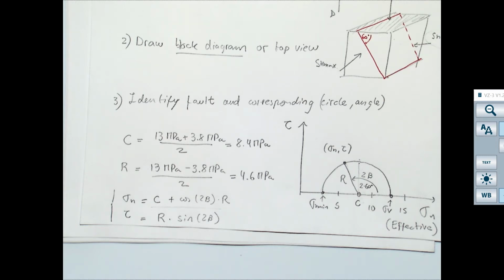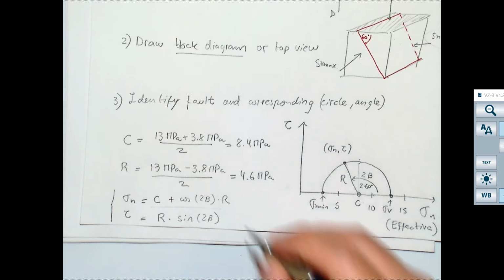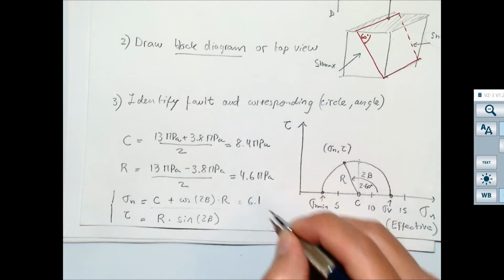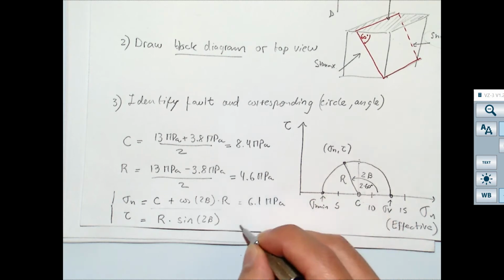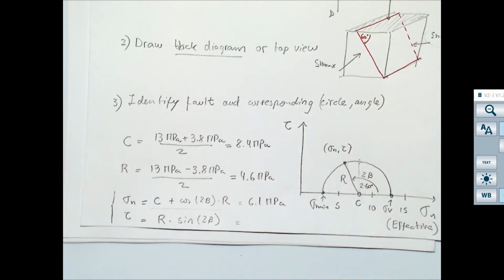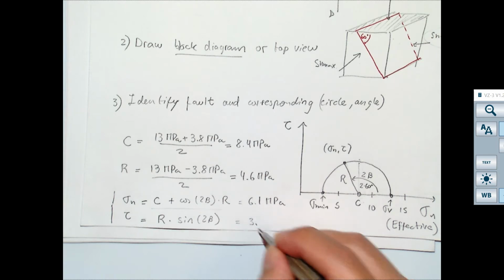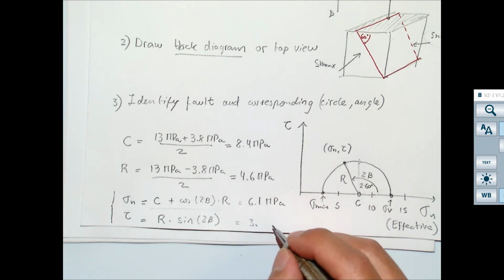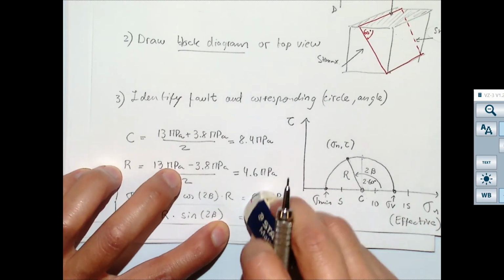Sigma n is 7.9. Sigma n? 6.1 MPa, and what is tau? 3.9? 3.98? So let's say roughly 4.